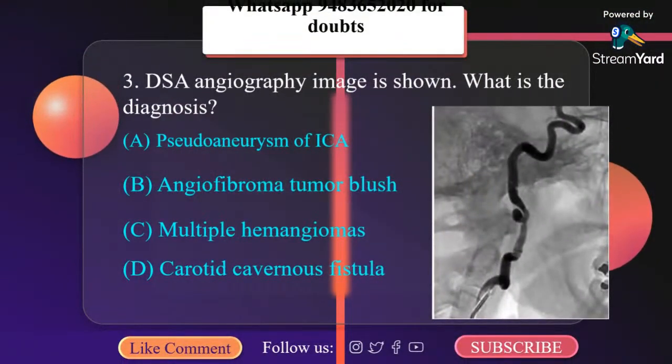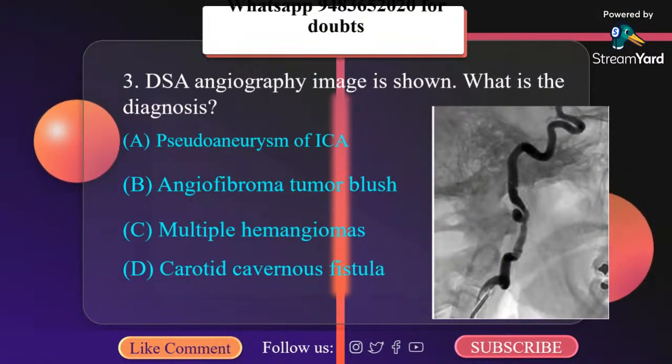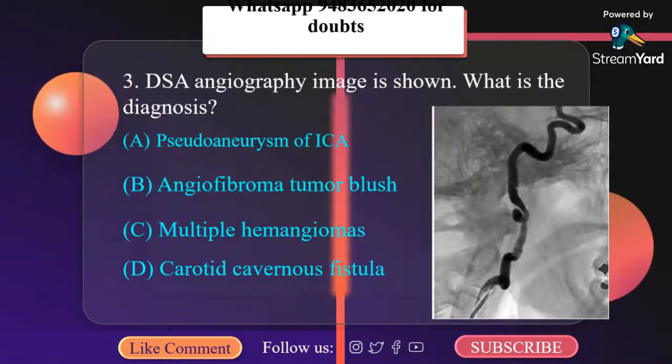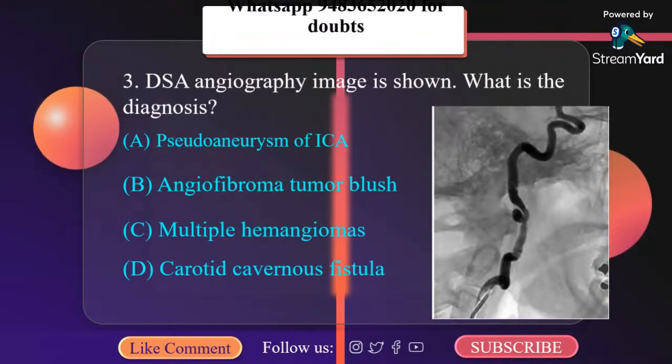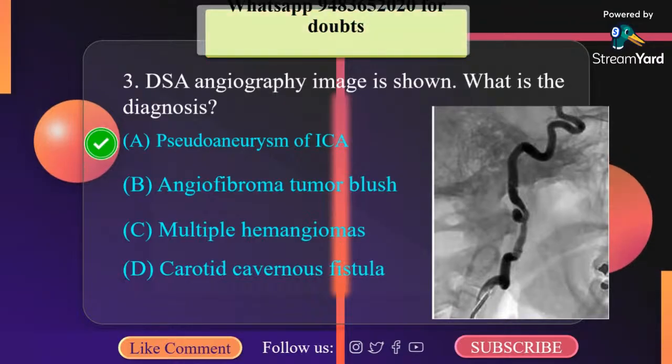DSA angiography image is shown. What is the diagnosis? A. Pseudoaneurysm of ICA, B. Angiofibroma tumor blush, C. Multiple hemangiomas, D. Carotid cavernous fistula. It is pseudoaneurysm of petrous carotid.